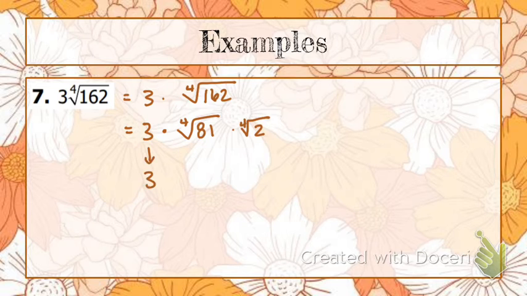So bring down the 3. The fourth root of 81 is also 3. And then the fourth root of 2 cannot be simplified any further. So when we multiply this all together, we get 9 times the fourth root of 2.